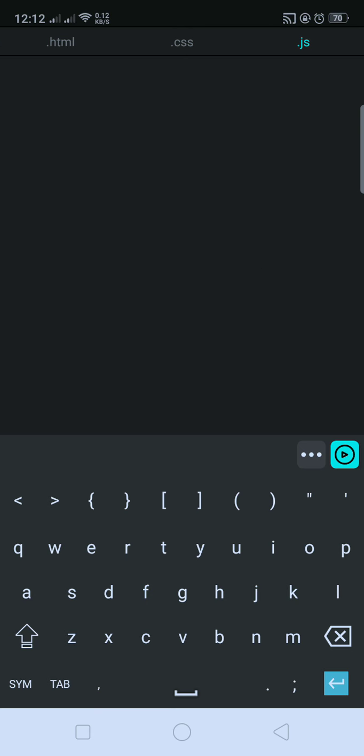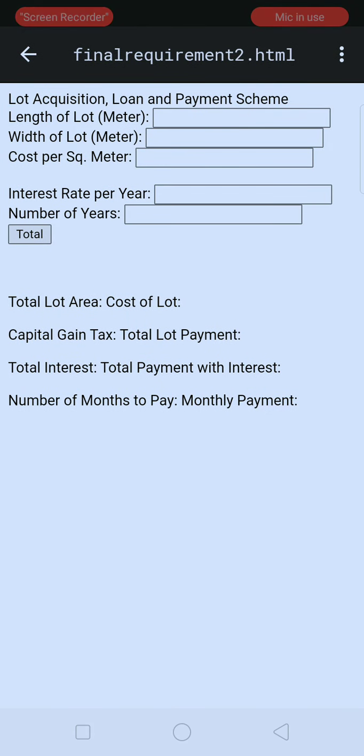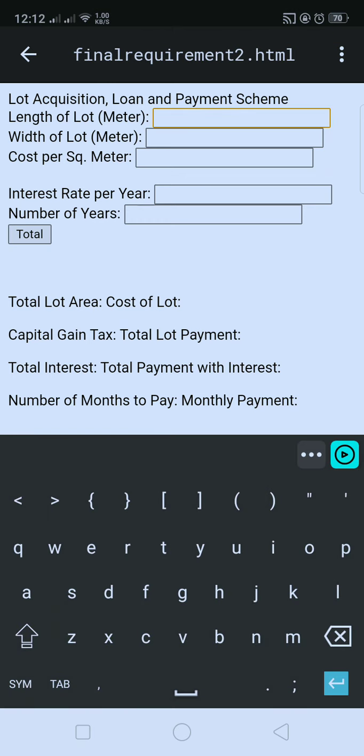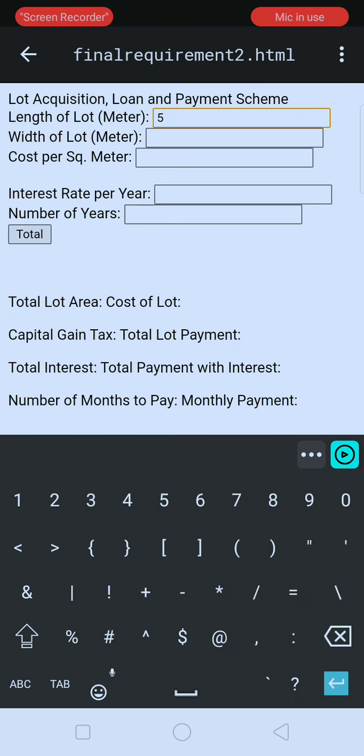Then the output is, for example, a lot acquisition loan and payment scheme. Length of lot in meters, example is 5. Width of lot in meters is 4. Then cost per square meter is 7. Then interest rate per year is 4. Then number of years is 2.